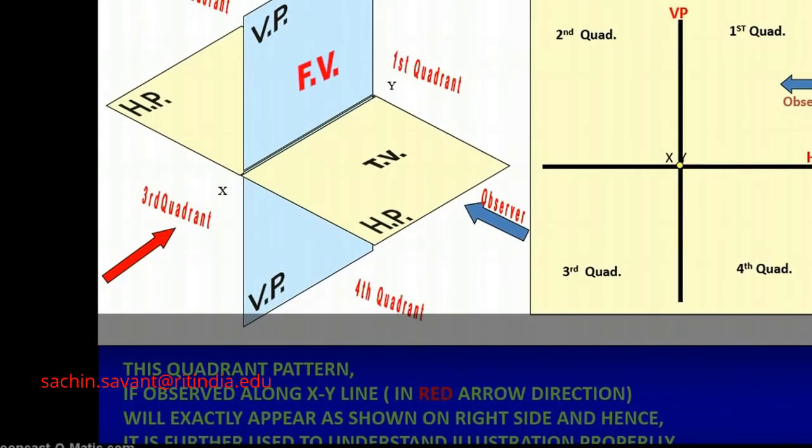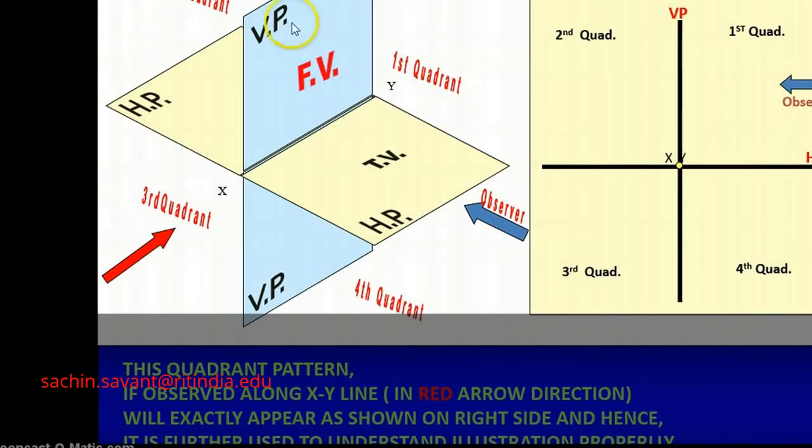We know that there are two reference planes. One is a vertical reference plane, the second one is a horizontal reference plane. The intersection is the line of these two planes, and if this vertical plane is extended beyond this reference line, and at the same time the horizontal reference plane is also extended beyond the reference line, then it will form four quadrants.